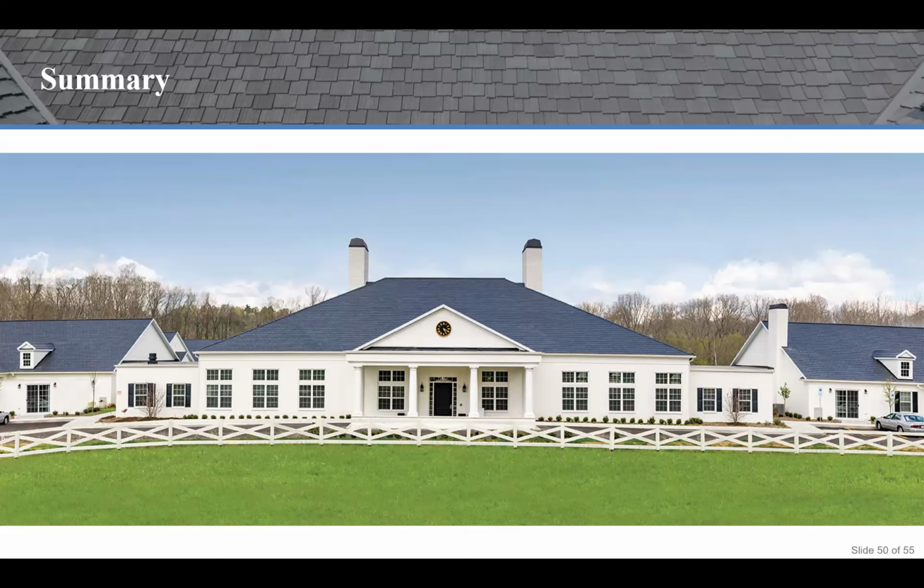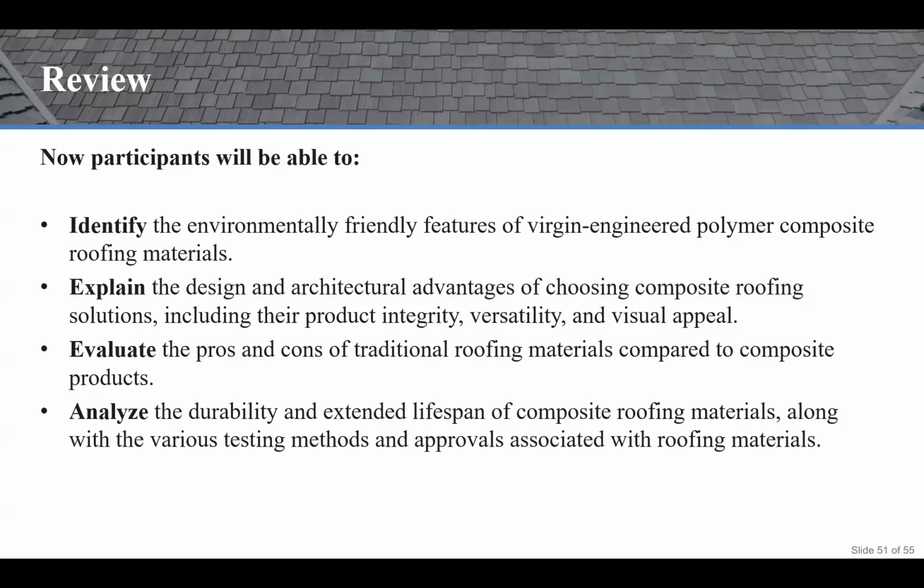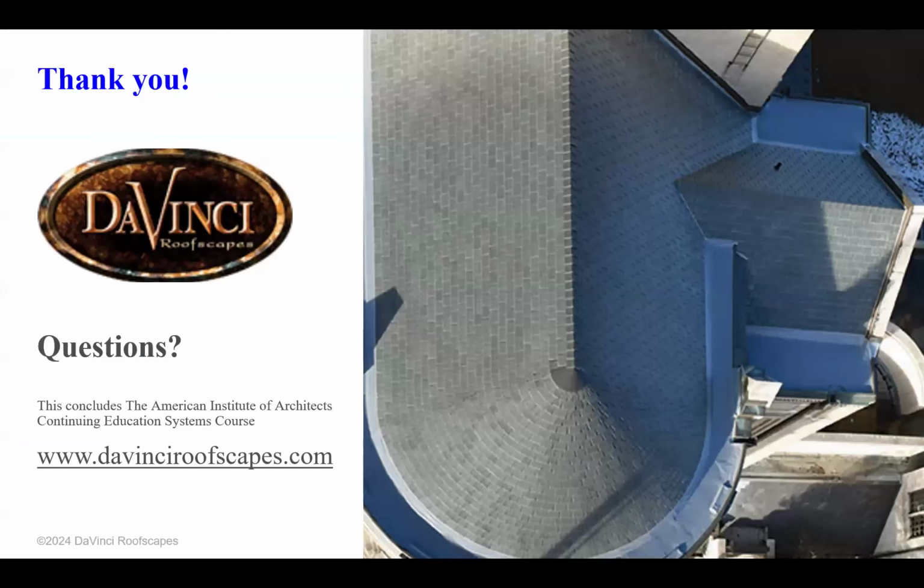Approval agencies governing roofing materials also include Miami-Dade and ICC-ES. And composite roofs can enhance the aesthetics of a structure and honestly look so genuine that the roofer will be the only one that knows it's not from nature. So as I review, I'm not going to read these back to you, but I hope that you are able to identify, explain, evaluate, and analyze composite roofing materials. That's all.